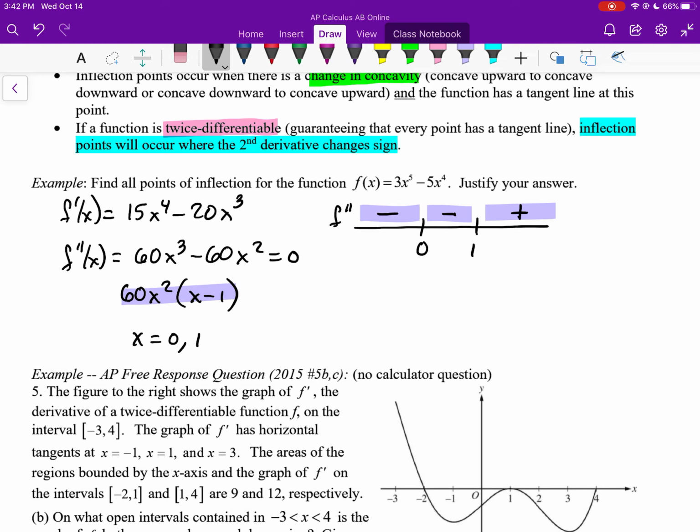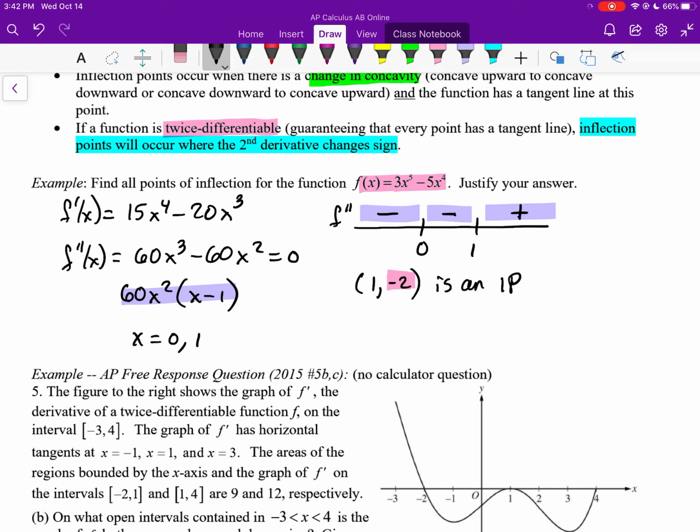But x equals 1 is an inflection point. And so we're going to get an inflection point at the point 1 comma something. How do I find the something value? I'm going to take this value and plug it into my original function. If I do that, I get 3 minus 5. I'm going to get -2. So (1, -2) is an inflection point.